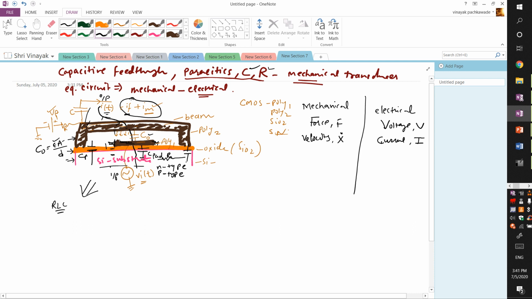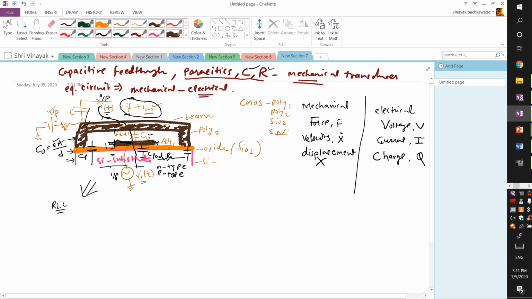Then a derivative of displacement, dx/dt, is a velocity. So the displacement here is indicated by x, and that is equivalent to charge in the electrical domain.